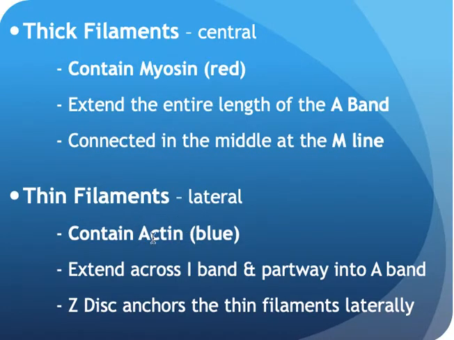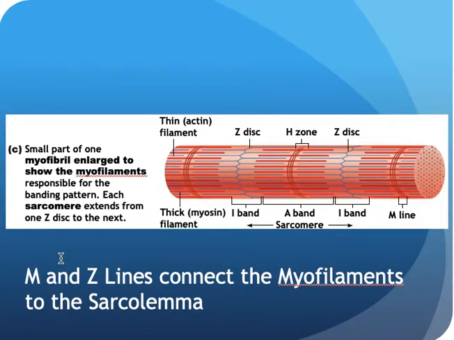They're going to contain actin. Okay, so it's going to be blue. The myosin is going to be red. They're going to extend across the I band and partway into the A band. And we're going to have these Z discs, which we just saw, and they're going to anchor the thin filaments laterally. So again, as you're reading over this stuff, it always makes it seem a little confusing. But when you go back to the picture, you can work everything through.